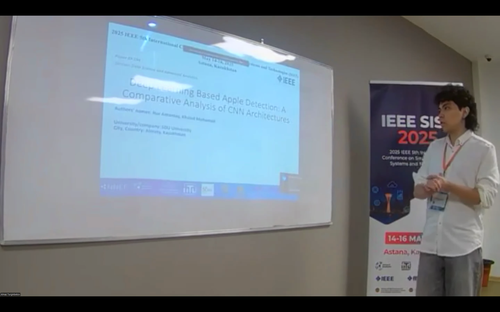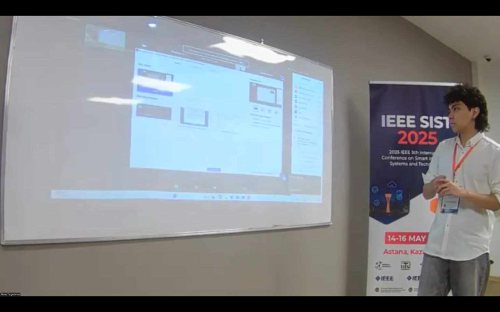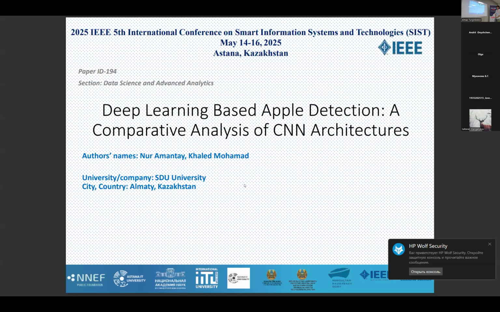This is the topic of my work: deep learning based label detection and comparative analysis of CNN architectures.